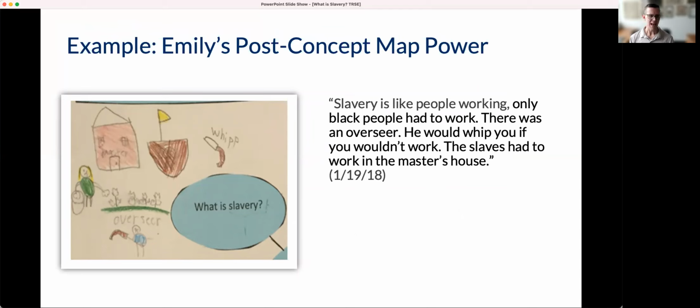So this is what she created after the inquiry was over. You can see she drew some illustrations there. It says master, overseer, whip. And then when I interviewed Emily, here's what she said to describe the image on the left.